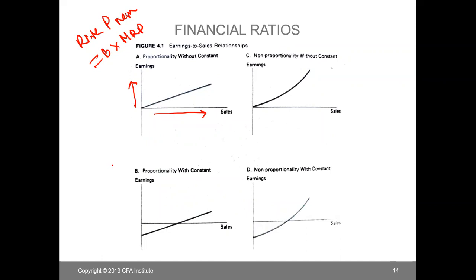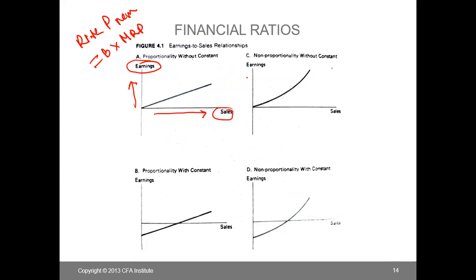That means all risk premium should be explained by beta. Here, similarly, all changes in the earnings should be explained by the sales. That is the understanding of the proportionality concept. But there should also be a linear relation.